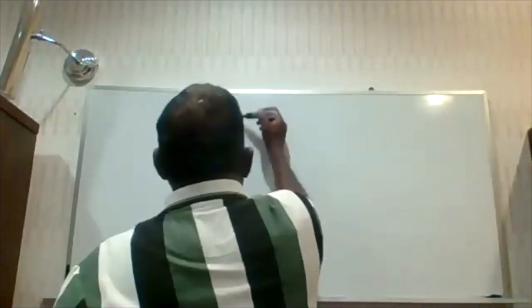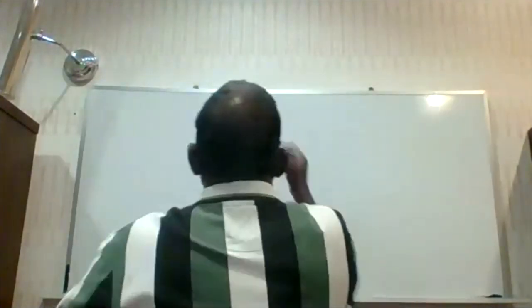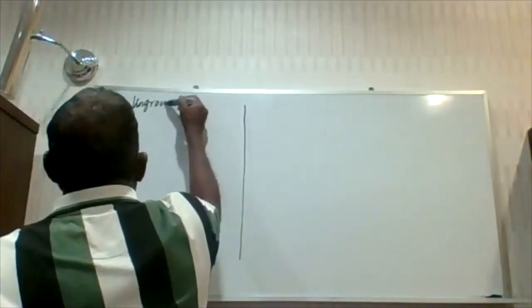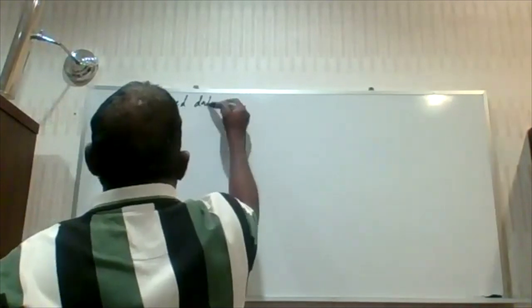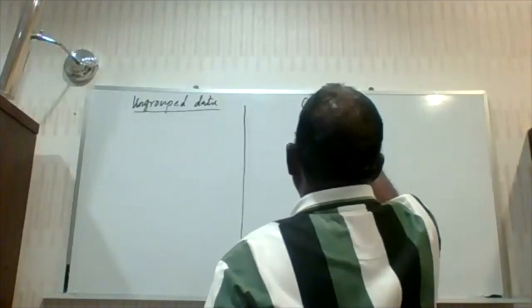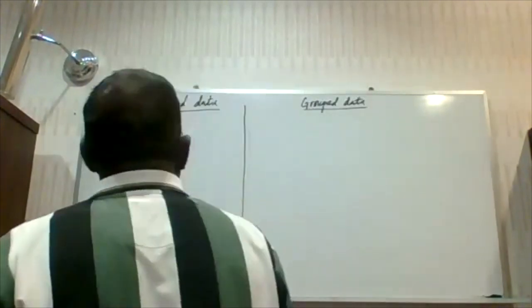There's a slight difference in calculating the mode, the median, and the mean for grouped data and ungrouped data. So the best way is to learn them in comparison. We compare them directly: ungrouped data and grouped data.